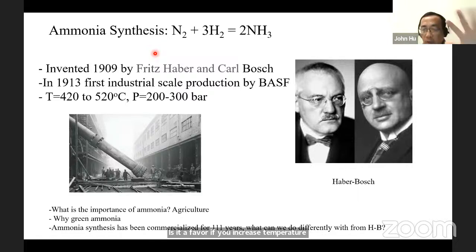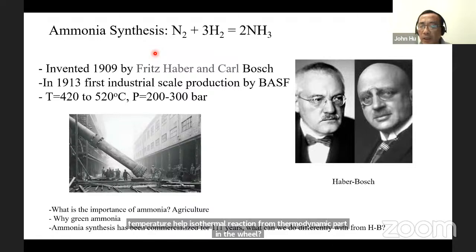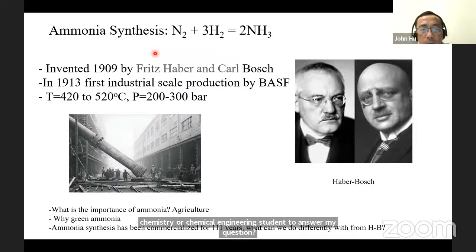It is an exothermic reaction going forward. So for an exothermic reaction, will increasing temperature help the reaction from a thermodynamic point of view? Can any chemistry or chemical engineering student answer my question? I want to get an answer, yes or no.